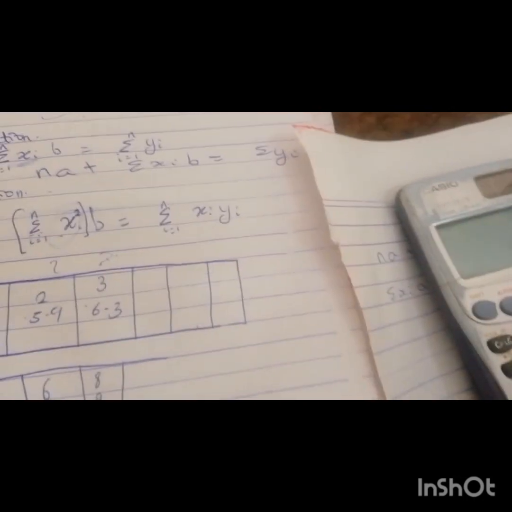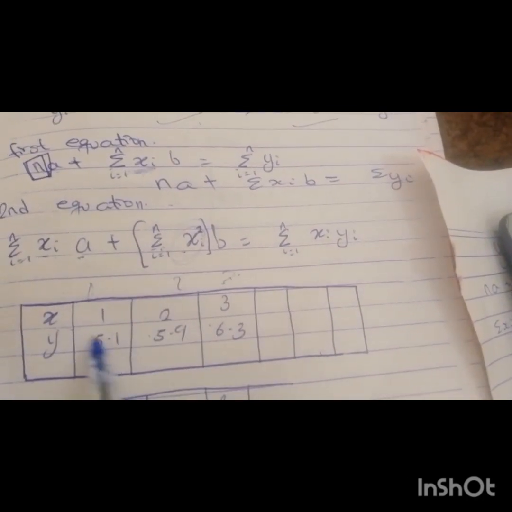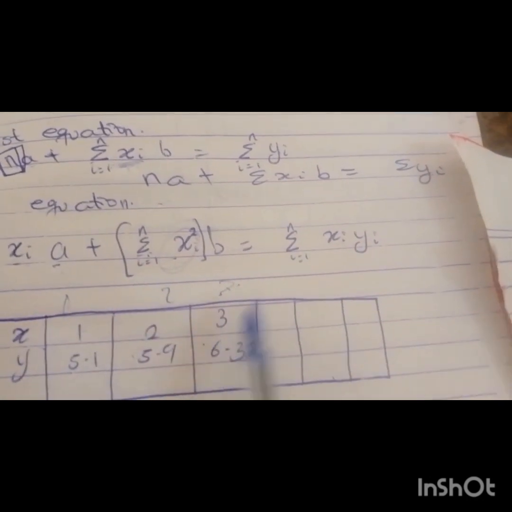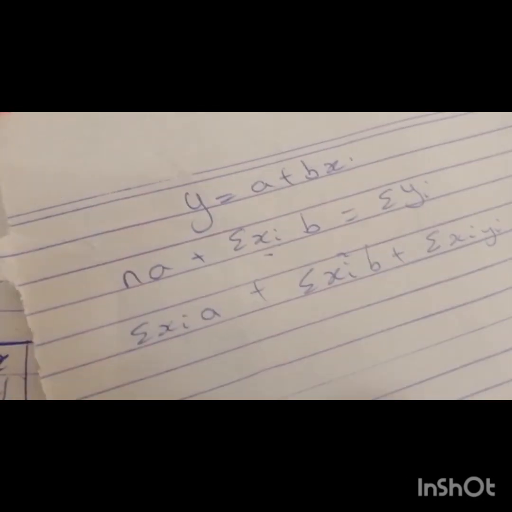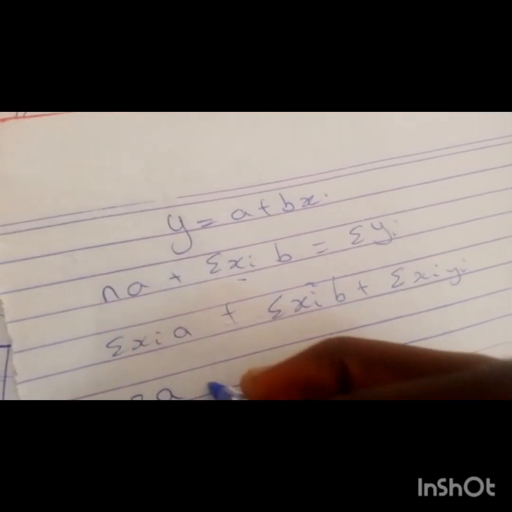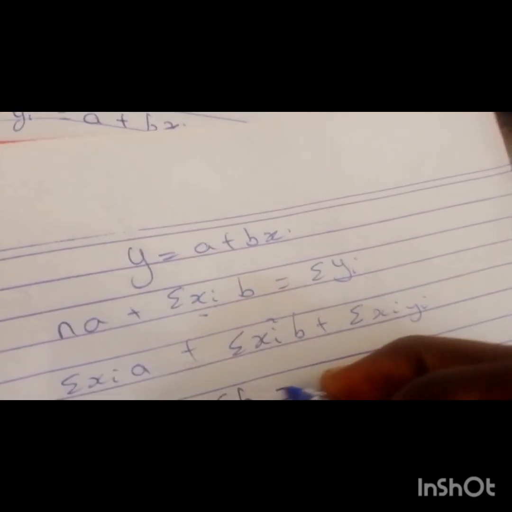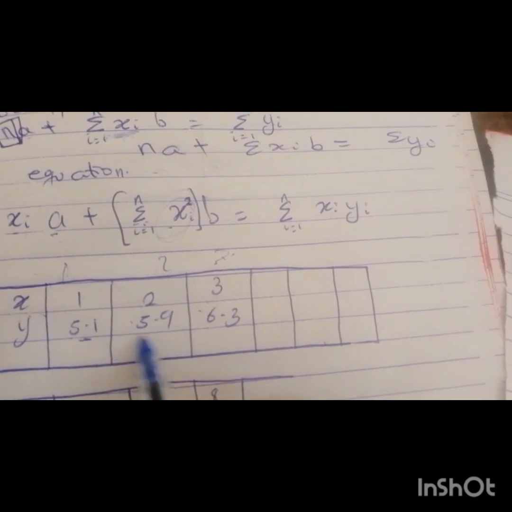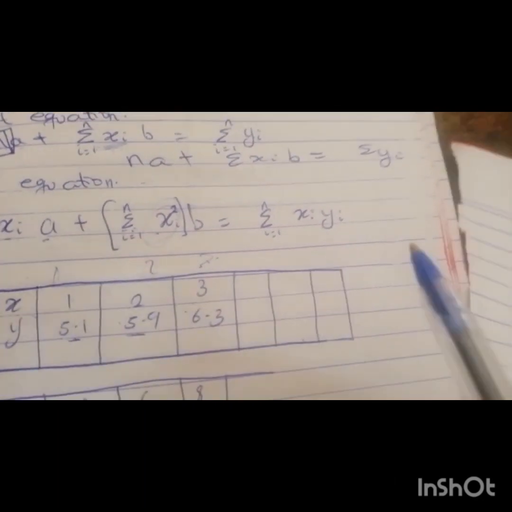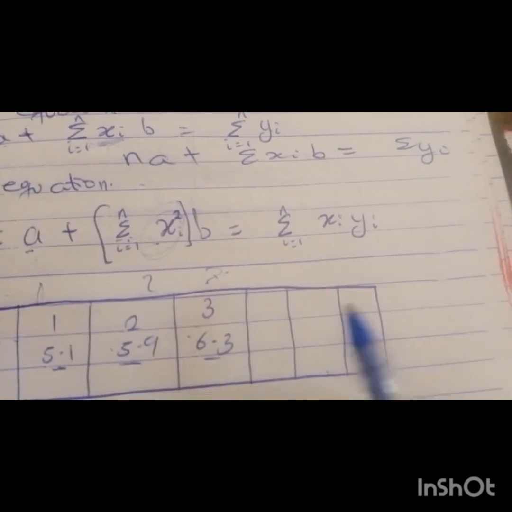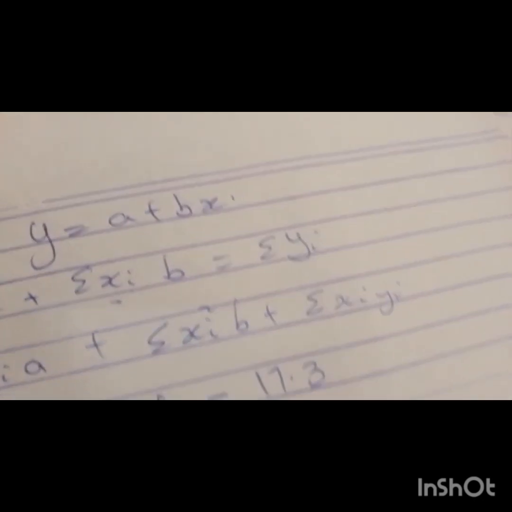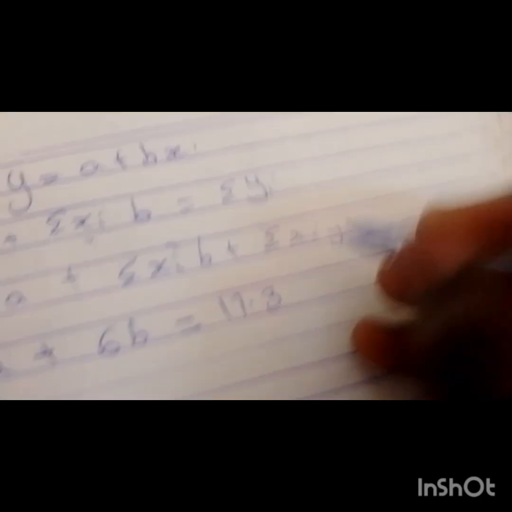So what is summation of xi? That's the summation of values in the x domain. So this plus this plus that. 1 plus 2 plus 3 gives you 6. So our first equation is 3a plus 6b equal to summation of yi. What is summation of yi? We have 5.1 plus 5.9, which gives us 11, plus 6.3, which gives us 17.3.